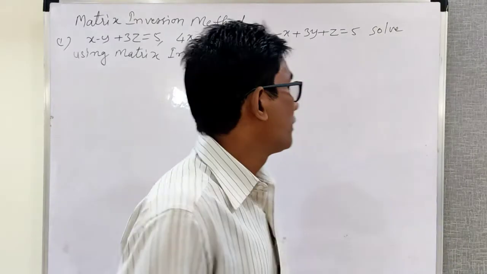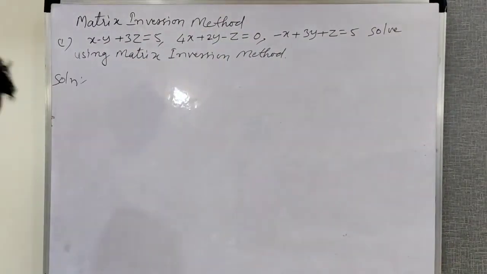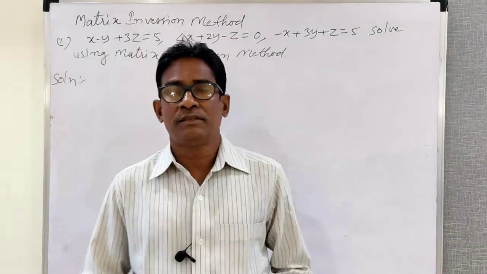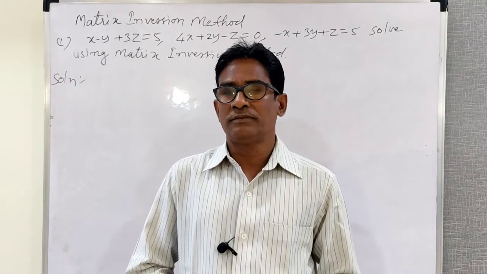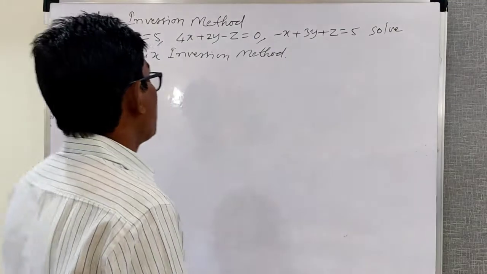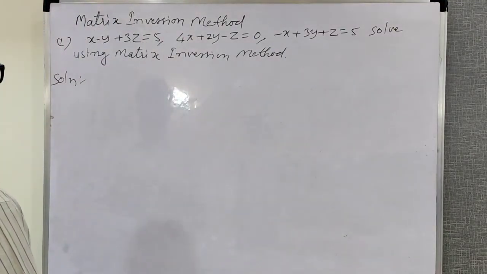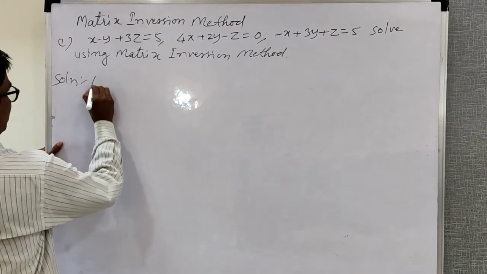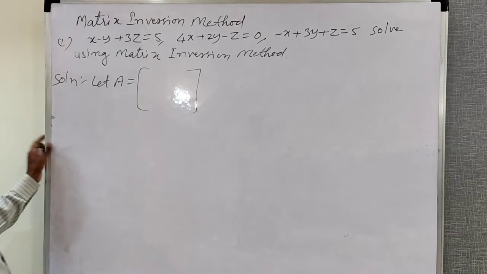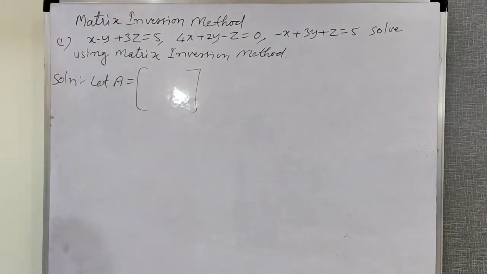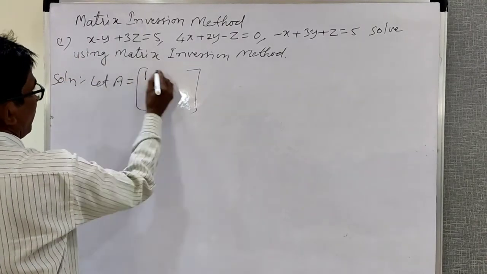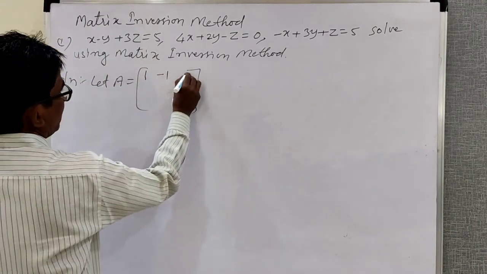चलिए शुरू करते हैं मैट्रिक्स इन्वर्जन मेथड। In this matrix inversion method, prepare a matrix using coefficient of x, y and z. Let A is equal to, form a matrix using x, y, z coefficient. So here x coefficient is 1, y is -1 and z is 3.